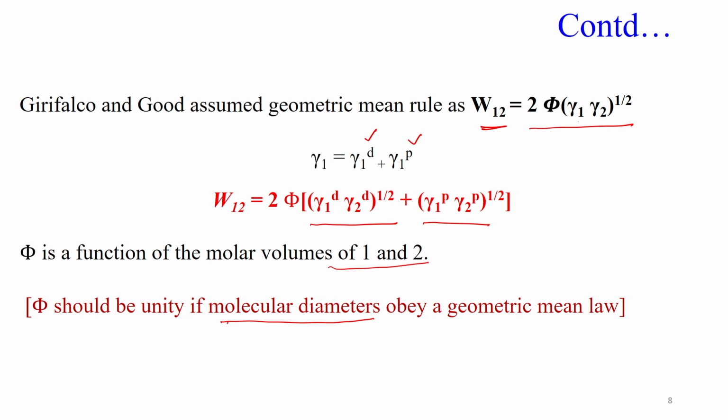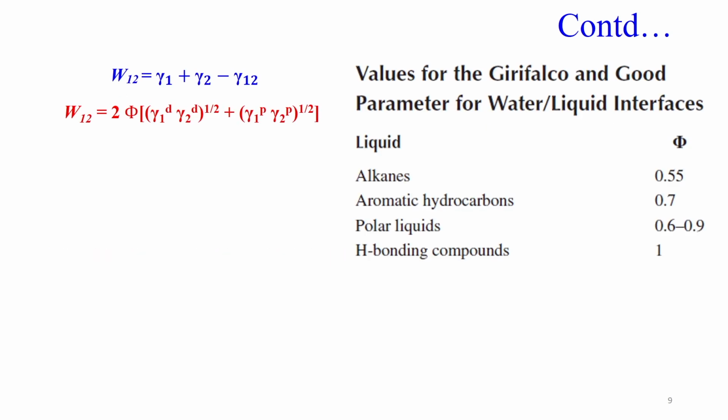If you compare the previous equation, W12 in terms of the contact angle, with this W12 coming in terms of the surface tension, and combine them, this is the value of phi. For alkanes its value is 0.55, for aromatic hydrocarbons 0.7, for polar liquids it varies between 0.6 and 0.9, and for hydrogen bonding compounds its value is 1. So, mostly if you measure the contact angle of water on the surface, we consider its value close to 1.